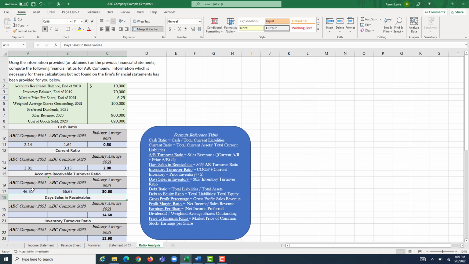This year, we dropped significantly. We're down to 46.51. So it's taking us longer to collect on receivables this year than it did during the prior year. How scary is that? Well, if we compare it to our industry average, we're still well above the industry average. So it's not that scary.